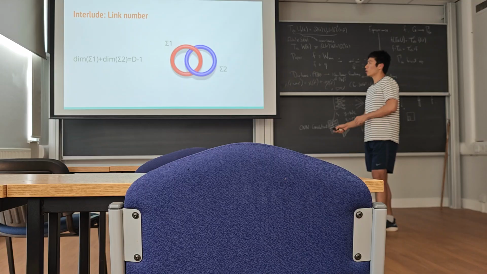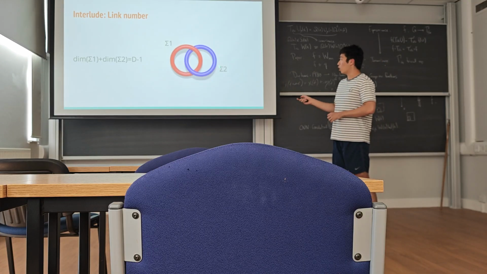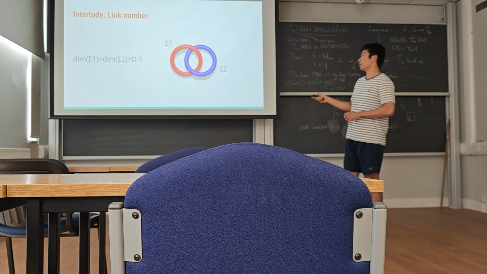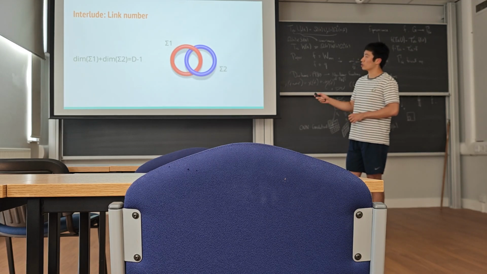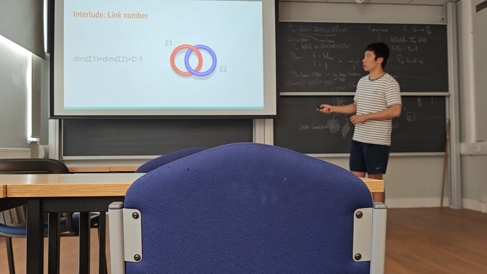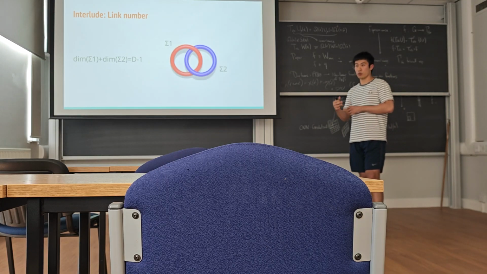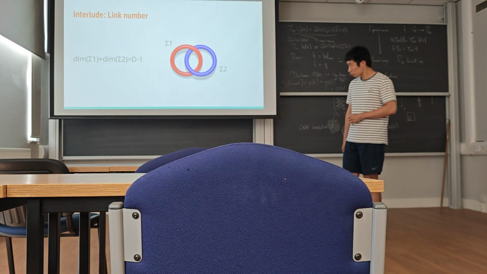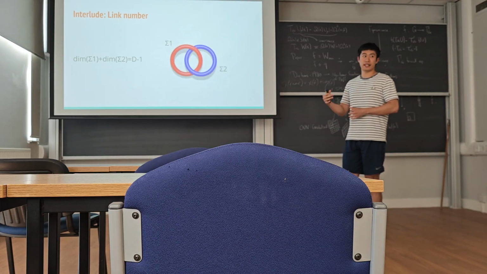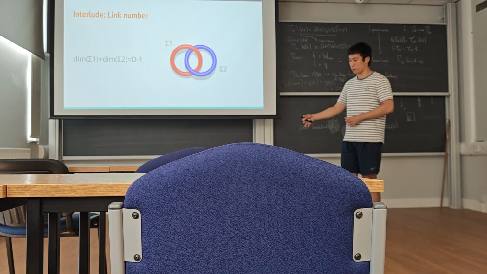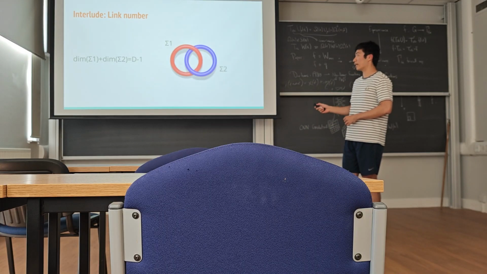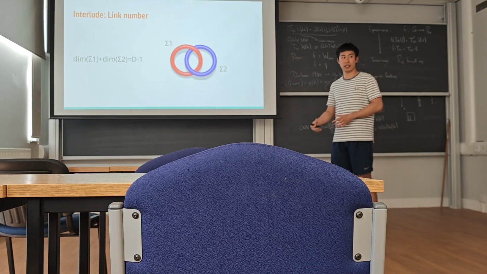In the case of a Hopf link, this is a submanifold of dimension 1. This sigma 1 is also a submanifold of dimension 1. So the sum of their dimensions is 2, which is 1 less than 3, the dimension they are in. Okay? So this is the idea that helps us generalize to higher dimensions: 2 submanifolds can link if the sum of their dimensions is 1 less than the ambient dimension that they are embedded in.